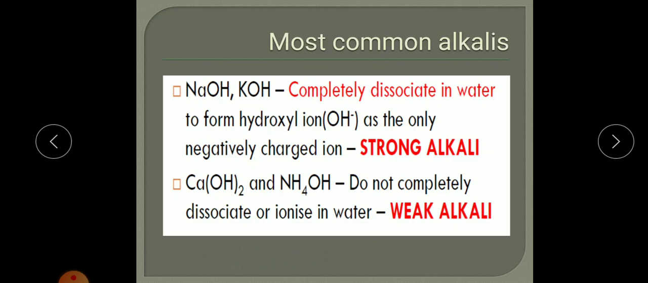The most common alkalis are sodium hydroxide and potassium hydroxide. They completely dissociate in water to form the hydroxyl ion as the only negatively charged ion, so they are called strong alkalis. A strong alkali is one which, when dissolved in water, completely dissociates to give OH minus ions. Similarly, weak alkalis do not completely dissociate or ionize in water. Examples are calcium hydroxide and ammonium hydroxide.